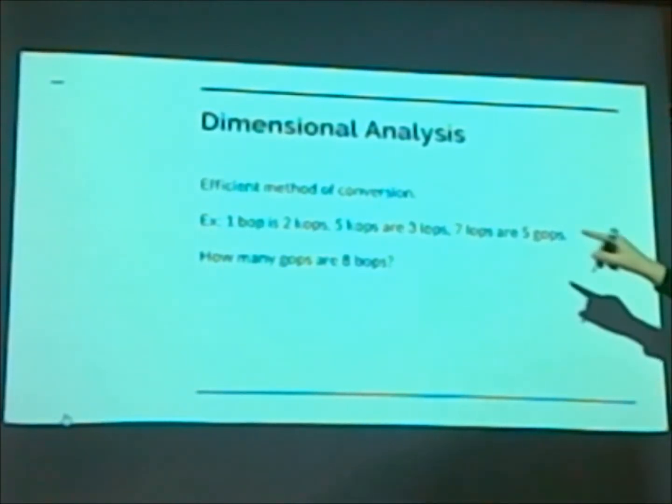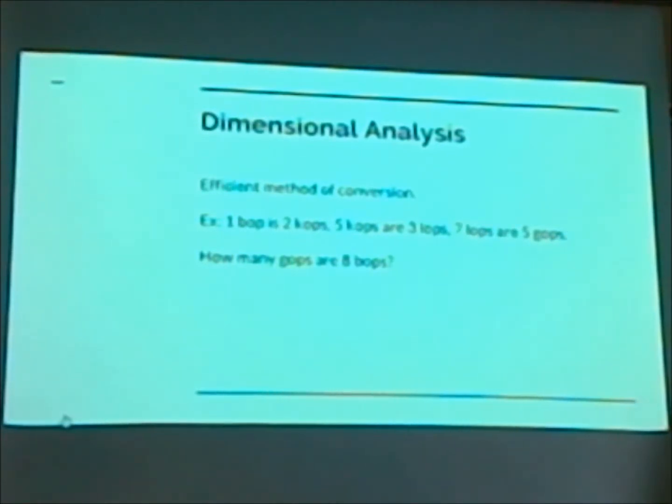We're going to go from 5 cups are 3 lops. Everybody good so far? So we're going to go from 7 lops are 5 gobs.